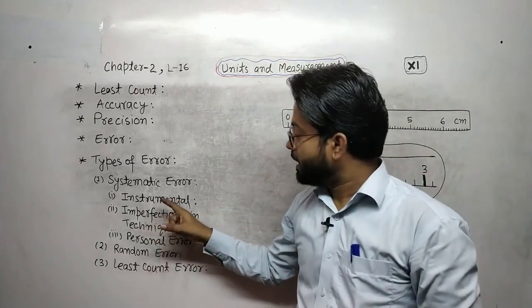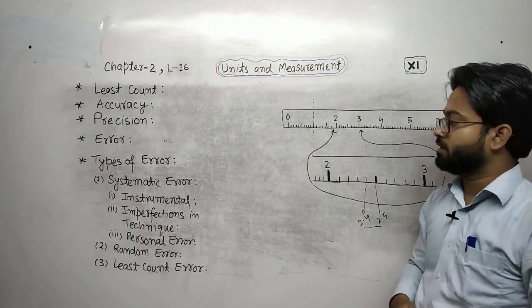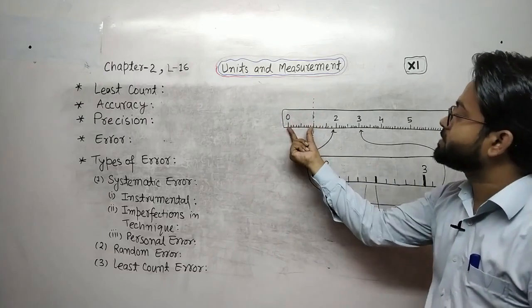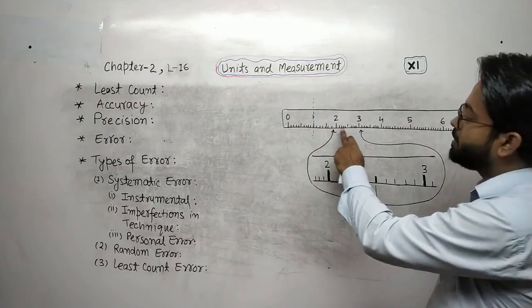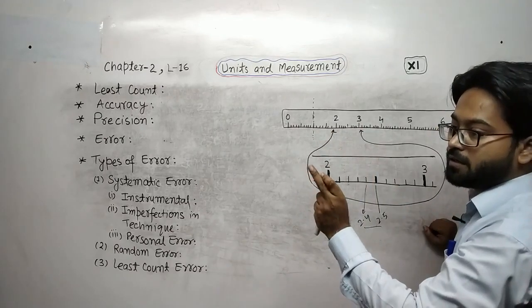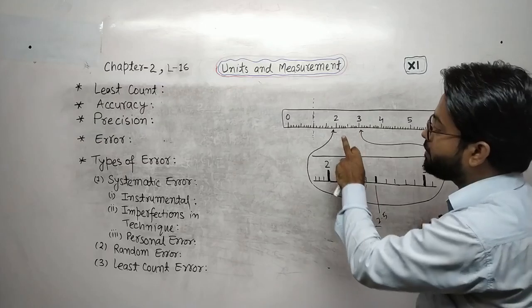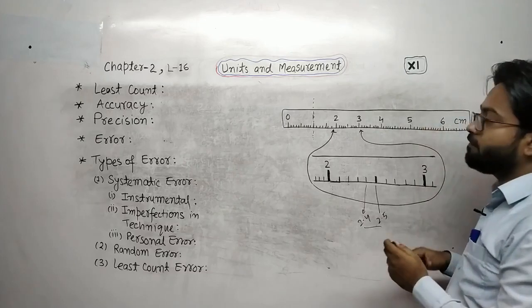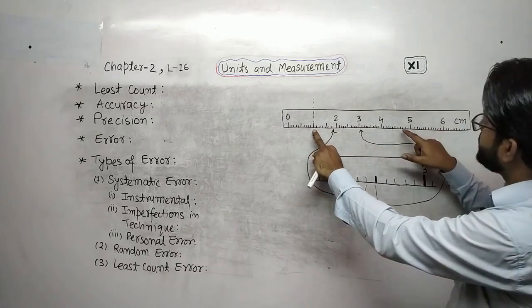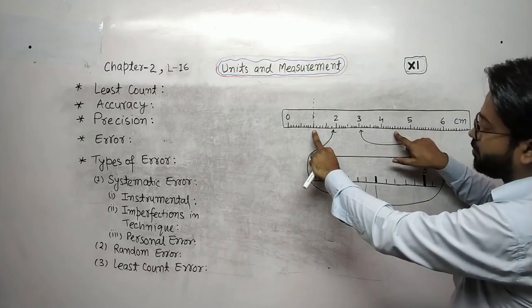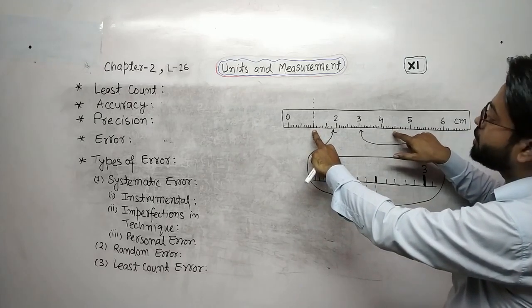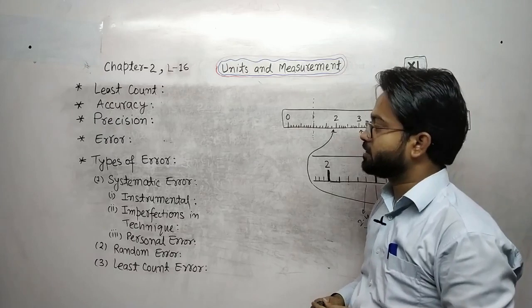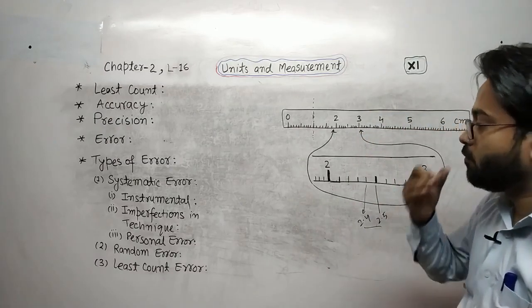is called the instrumental error. Okay, and the instrumental error can be resolved very easily, because we know that there is an error of 1 centimeter. If your measurement is 2.8, the actual measurement will be 2.8 minus 1 centimeter, that is 1.8 centimeter. If any stick measures from this point to 4.5, the actual measurement will be 3.5, meaning 4.5 minus 1, this is 3.5 centimeter. And this type of error can be removed very easily.